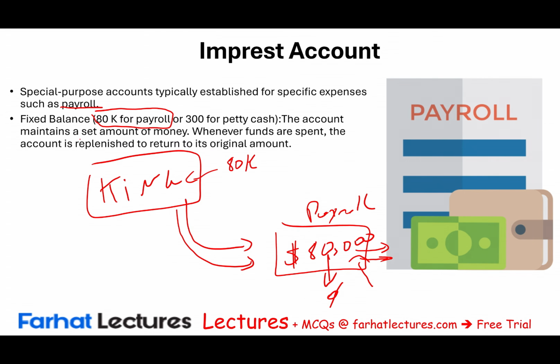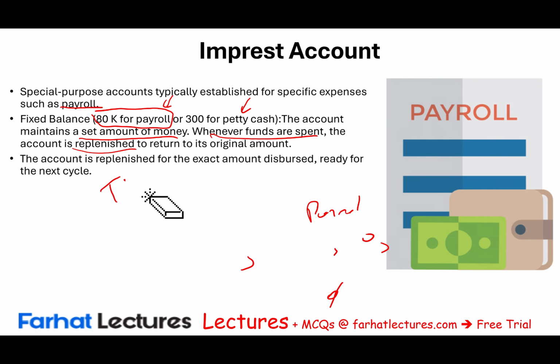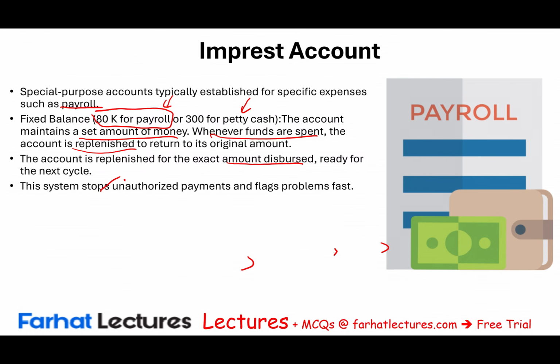So the account maintains a set amount of money. Whenever the funds are spent, the account is replenished to return to its original amount or whatever amount is needed. Payroll is an example. We're going to look at another Imprest account called petty cash, which is a small immaterial amount. Nevertheless, it illustrates the point. So the account is replenished for the exact amount dispersed or whatever is needed, ready for the next payroll cycle. So this system stops unauthorized payment and flags problems fast.